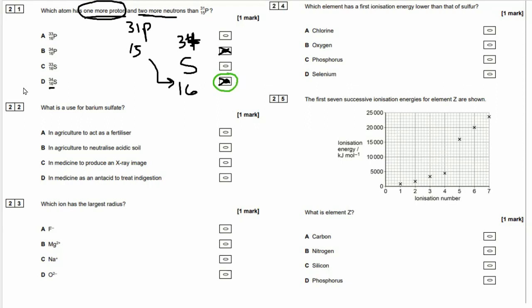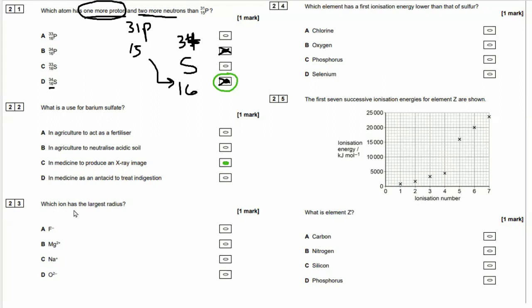All right, 22. What is a use for barium sulfate? Okay, it's C here, basically, guys. It's used in medicine to produce an X-ray image. It's insoluble barium sulfate, and so lines the internal organs, and you get a picture of that organ on the X-ray.